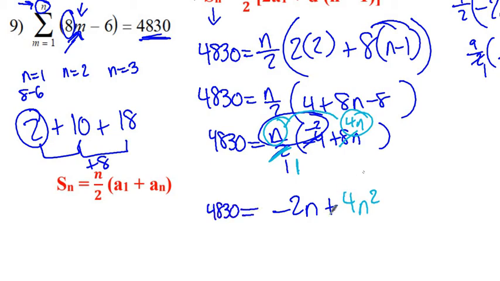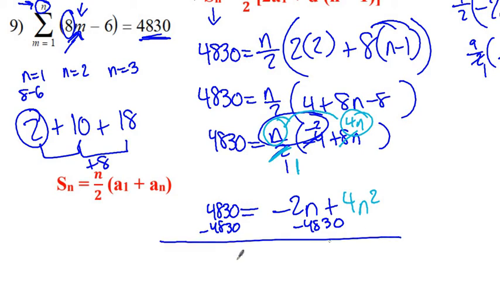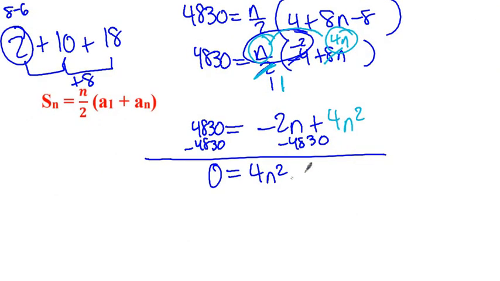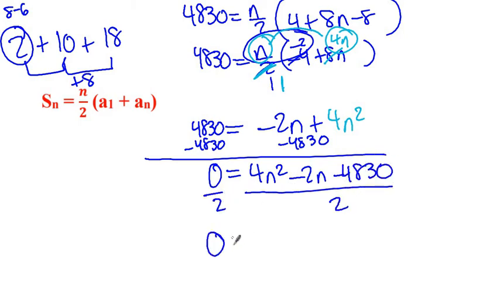Now what we have is a quadratic equation. So let's subtract this to put it in standard form. And we're going to get this. We'll have 0 equals, I'm going to put the n squared term in front, 4n squared, and then we have minus 2n, and then we have minus 4830. Since all of these are divisible by 2, let's just divide everything by 2 to make the numbers smaller. 2n squared minus n minus 2,415.